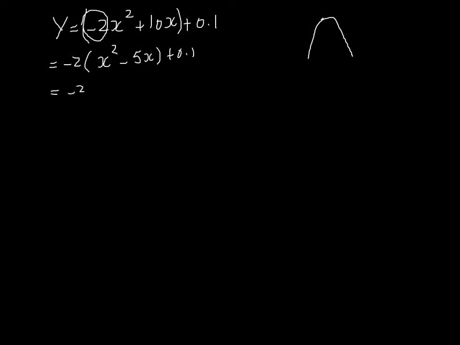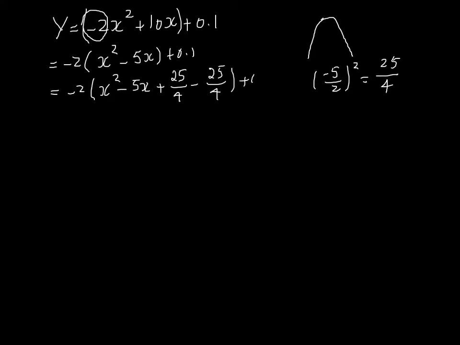Now, we are going to divide negative 5 by 2. So negative 5 by 2 is negative 5 over 2. Then we are going to square negative 5 over 2, which is going to give us 25 over 4. Remember, negative 5 times negative 5 is 25. 2 times 2 is 4. So I'm going to add and subtract 25 over 4 inside the bracket. So I'm going to get the following.